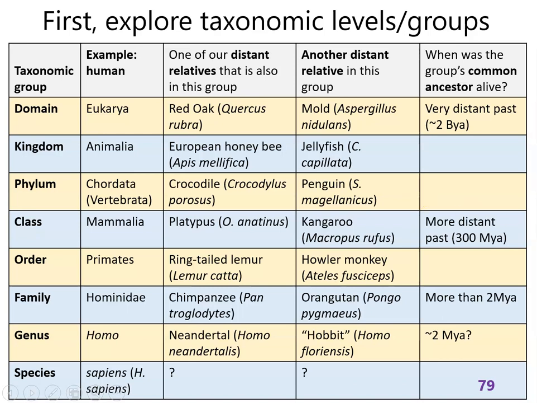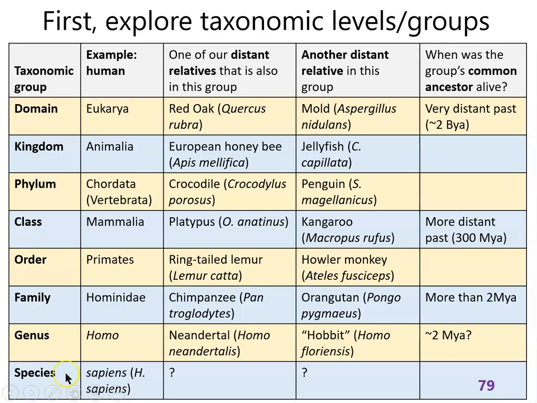This is a slide to help you explore the taxonomic groups or taxonomic levels. So here are the taxonomic levels. Species is the second to lowest. Strain is lower than this. Every species is part of a genus. So if we look at us, we are Homo sapiens. Homo is the name of the genus. Sapiens is the species, or the specific epithet.